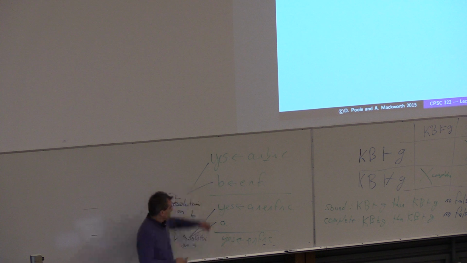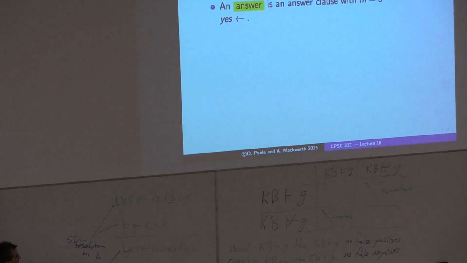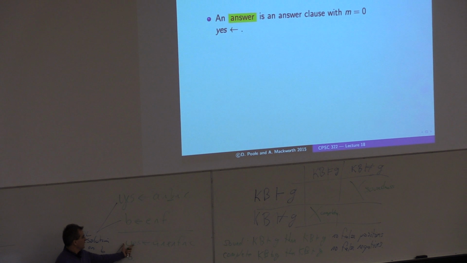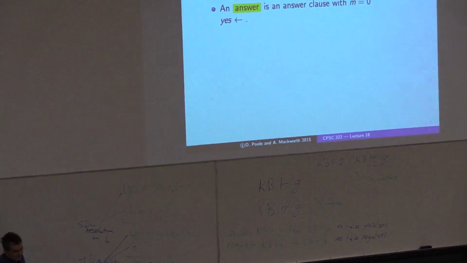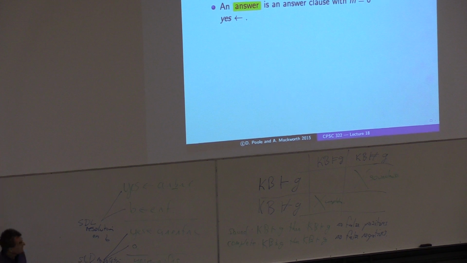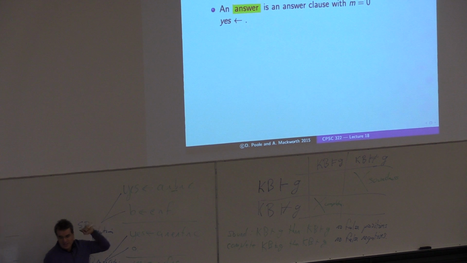So then what we're going to do is try to do this until we get to the case where we have an answer clause with m is 0. So we're just going to keep doing this until we get rid of every body, so we've proved every element of this body. So we end up with an answer clause that is just called an answer. It's just yes by itself.